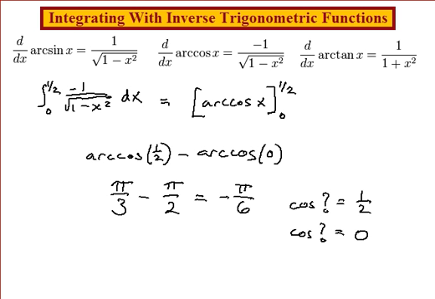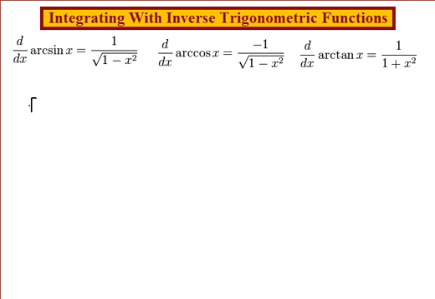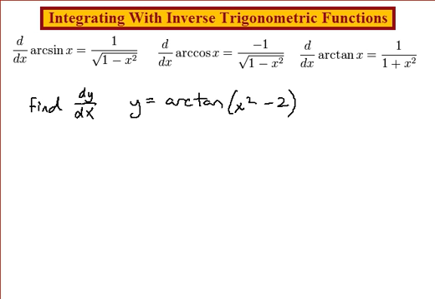Example 7 from the book is going to be a problem that deals with arctan and the derivative of arctan. We are asked to find the derivative of y with respect to x when y equals arctan of x squared minus 2. This is actually not an integration problem. This is a straightforward derivative problem. They also include a point for us. At the point 1, pi over 4.